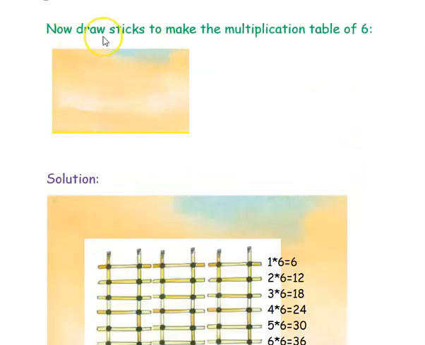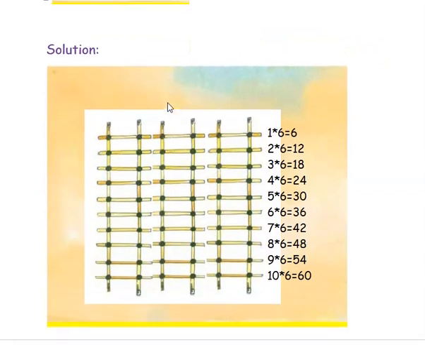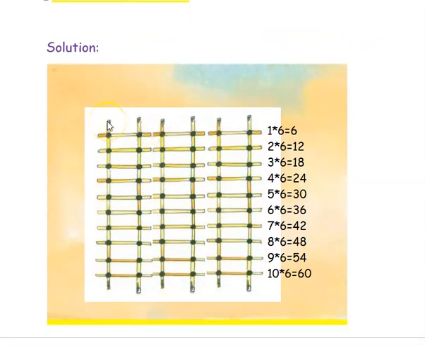Next question they have given. Now draw sticks to make the multiplication table of 6. So I have placed 6 sticks: 1, 2, 3, 4, 5, 6 sticks. When I place the first stick, it will cross at 6 points: 1, 2, 3, 4, 5, 6 points. So 1 into 6 is 6.